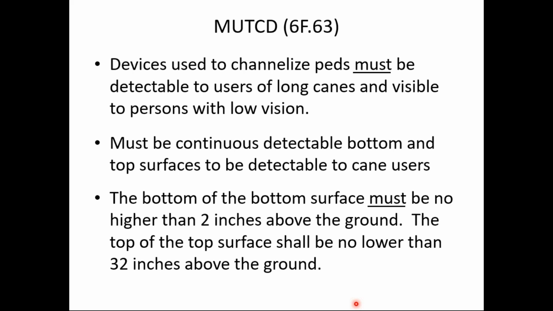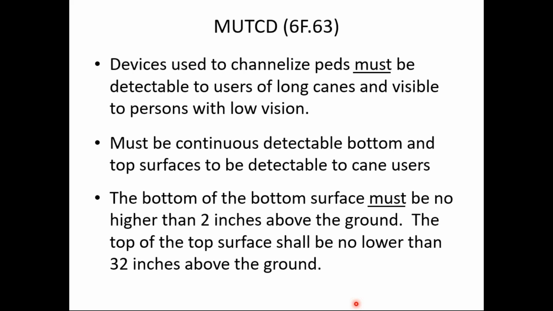Now here we're looking at MUTCD section 6F.63, and the manual says devices used to channelize pedestrians must be detectable to users of long canes and visible to people with low vision. So those are two categories of vision impairments. There must be continuous detectable bottom and top surfaces to be detectable to cane users.